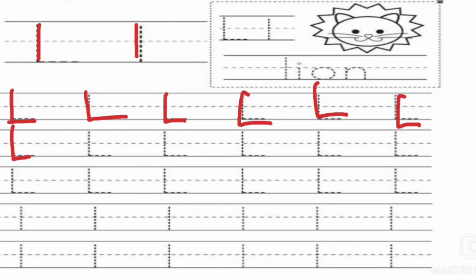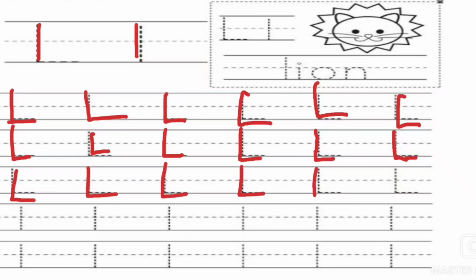L. Don't let the line go above the lines. L, L, L, capital L, capital L. 3 lines के बाहर आपको जाने नहीं देना है. You have to write between 3 lines.